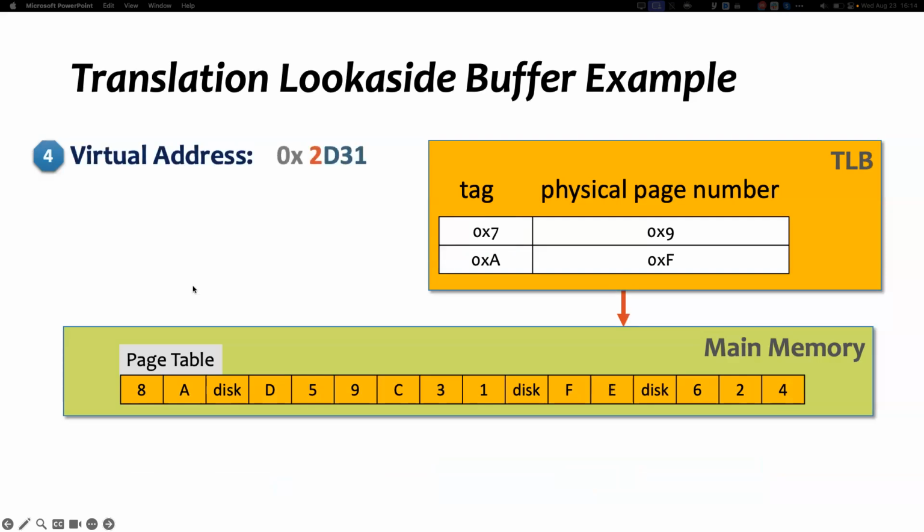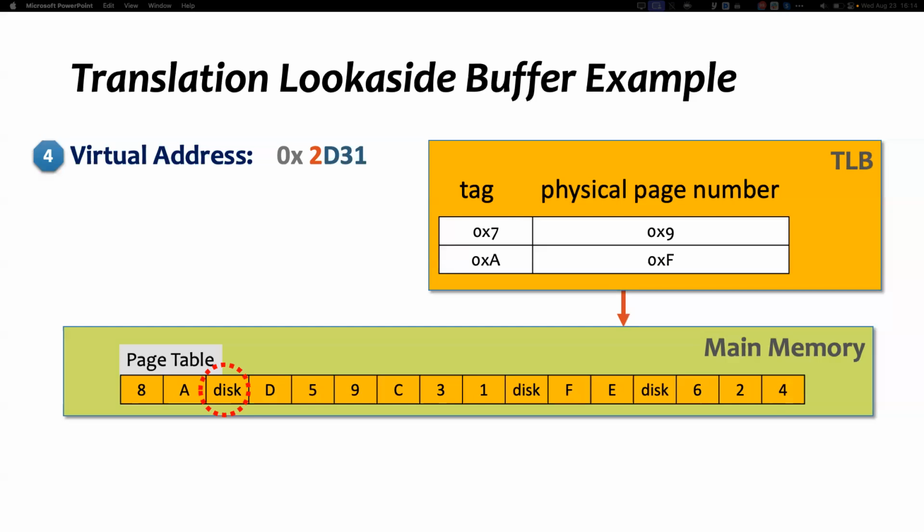So now it's a little bit more of a tricky example, right? We're trying to access this particular virtual address, virtual page number of 2. It's not in the TLB, right? So I need to go to the main memory to find the page table, and at index 2, I think it says disk. What does it mean? Gotta fetch it from the disk. The page is not in the memory, right? It hasn't received the allocation in the memory.